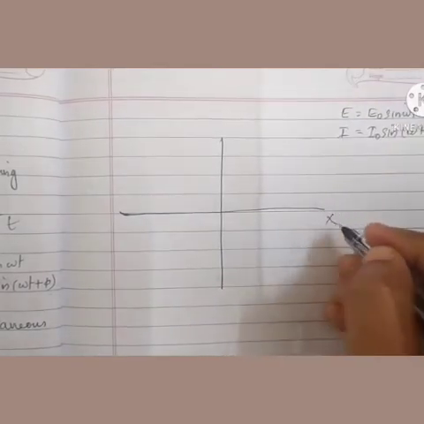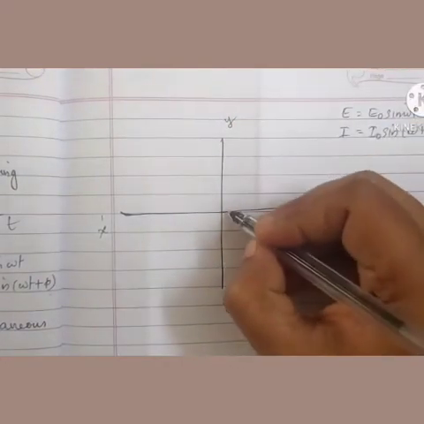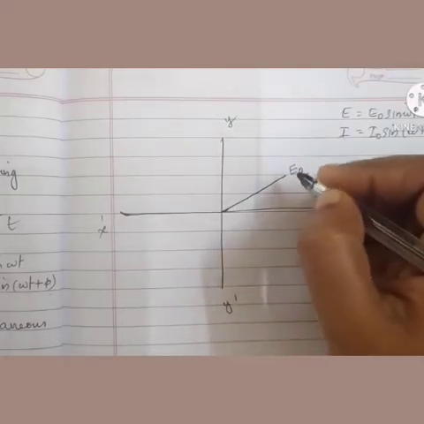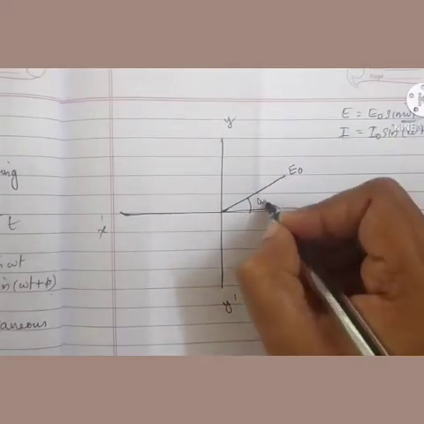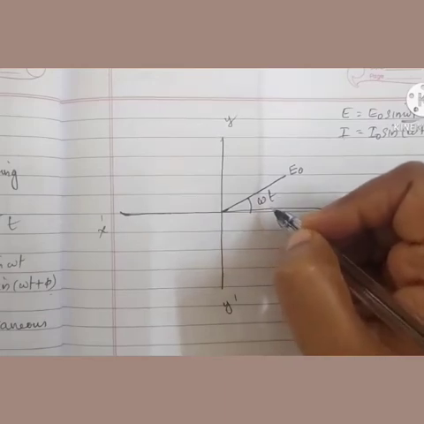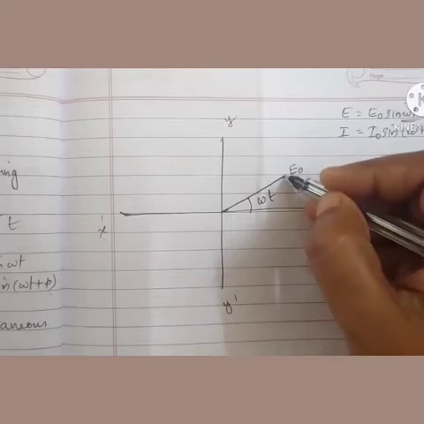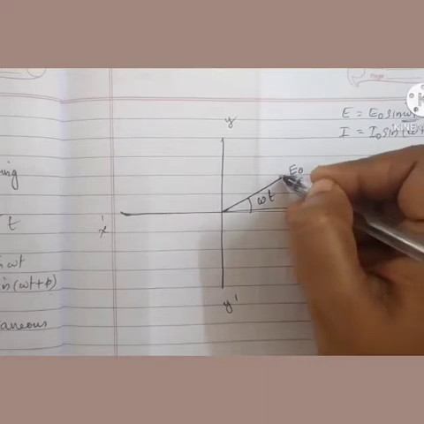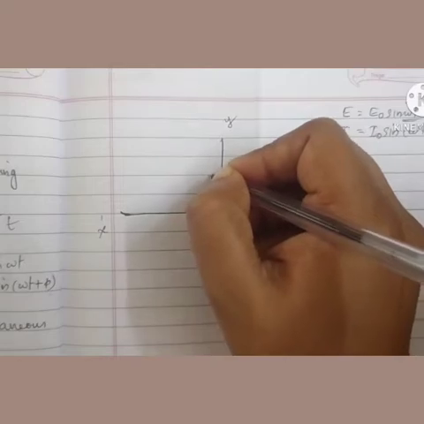Please listen here. This is the x-axis. Now this is the y-axis. First you can draw EMF, that is E naught. It is making an angle omega t. So you can write here omega t. Now the projection of E naught will give you the instantaneous value. So here this will give you the instantaneous value, that is E.